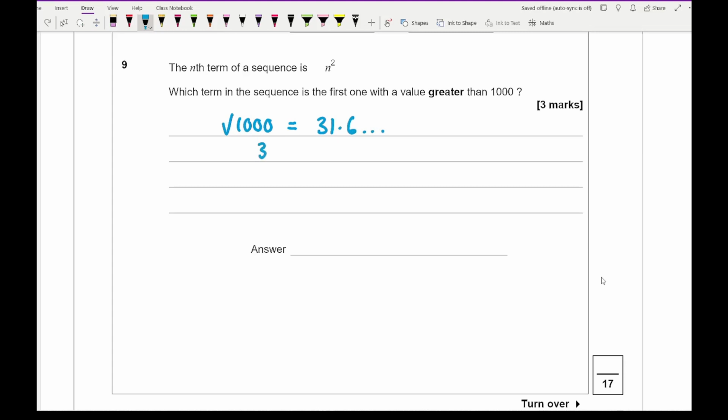So if I do 31 squared, that gives me an answer of 961, which is less than 1000. But if I do 32 squared, then I get 1024, which is greater. And as you can see, the correct answer is going to be the 32nd term.